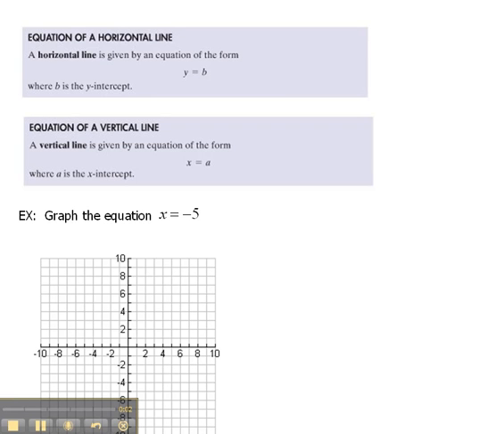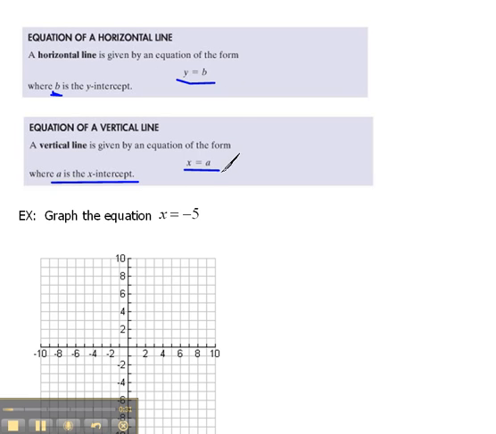All right, we have to talk about horizontal and vertical lines now. We have our definition up here that says the equation of a horizontal line is given by an equation of the form y equals b. So that's very important, where b is the y-intercept. Also, we have a definition that says a vertical line is given by an equation of the form x equals a, where a is the x-intercept.